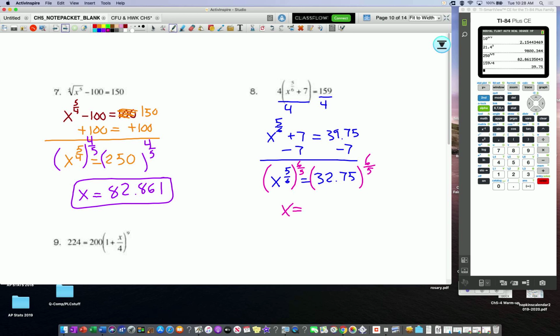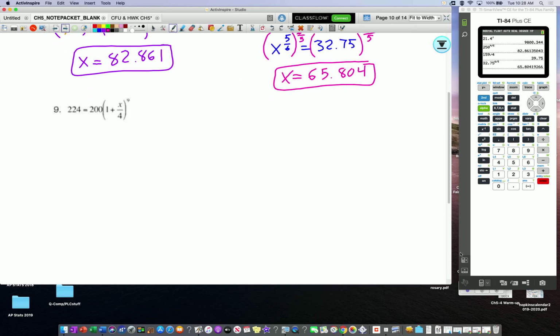So x equals 32.75 raised to the 6 divided by 5 power. 65.804. All right, last one. This one's a good one, because this one might come up a little bit later as we get into our last section.